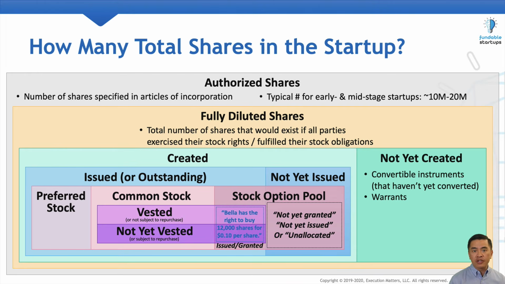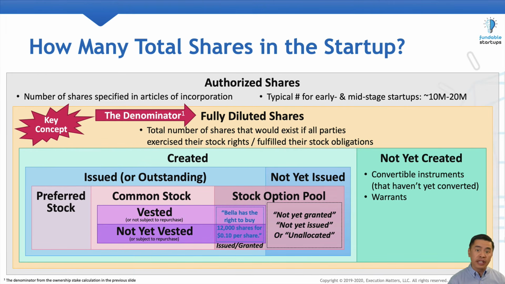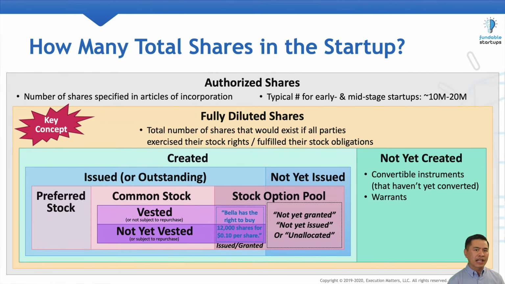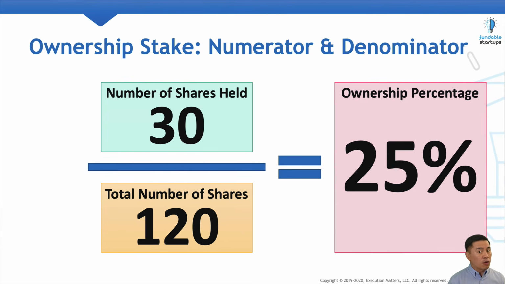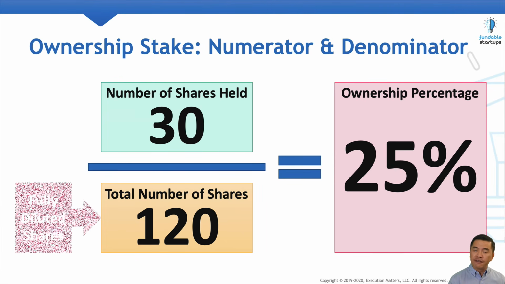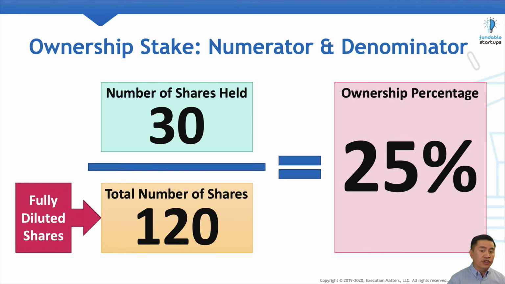The fully diluted shares is a key concept because it is the denominator in the ownership stake on the previous slide. I know this slide looks like the Easter Bunny got into a fight with a geometry teacher, but determining the all-important number of fully diluted shares is non-trivial. So, if we go back to the first slide that we covered, the fully diluted shares is used for the denominator in the fraction.